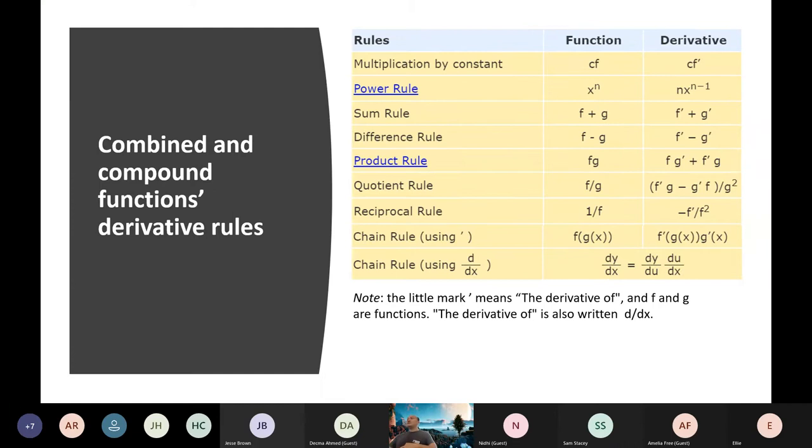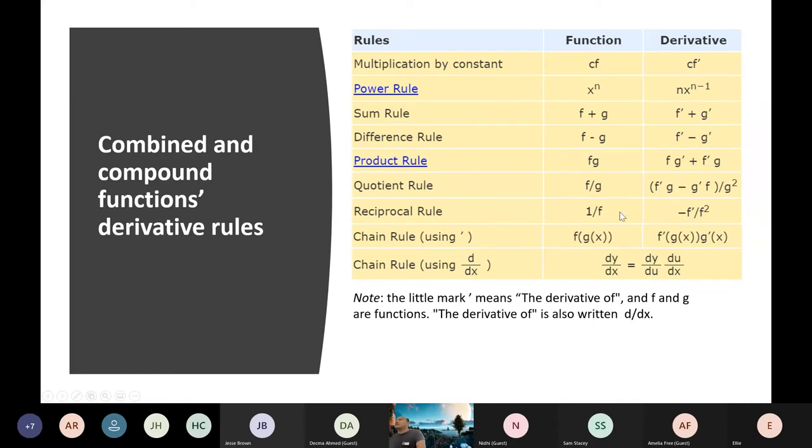And of course, there are also some rules about how to differentiate a bit more complicated function, like a combined function or compound function. If the original function is a sum or difference between two functions, the differentiation is the sum or difference of each single function. If the original function is one function f times the other function g, then you have to follow this rule.